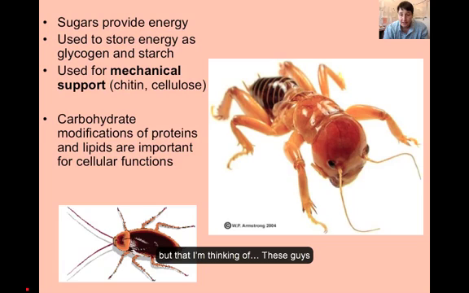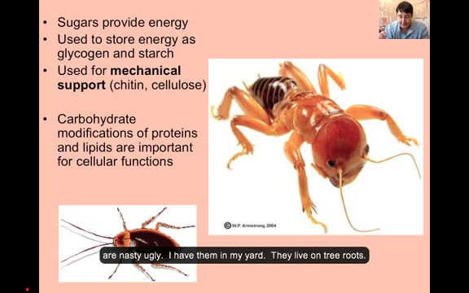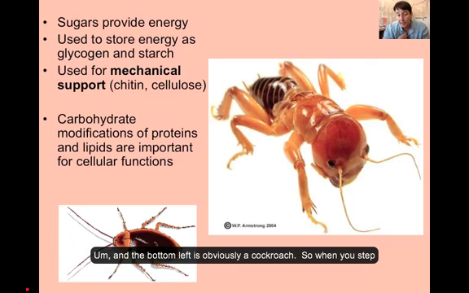Oh, it'll come to me. These guys are nasty, ugly. I have them in my yard. They live on tree roots. And the bottom left is obviously a cockroach.